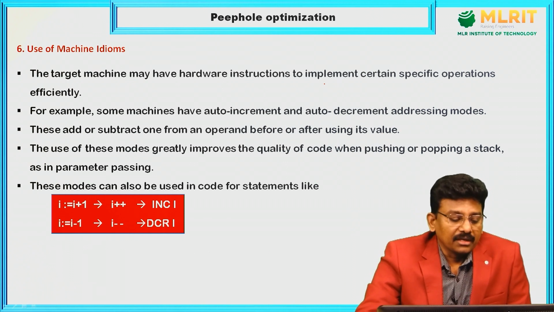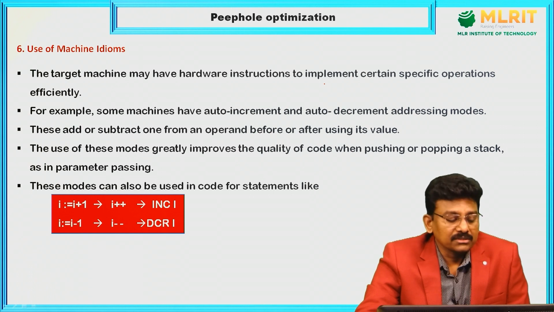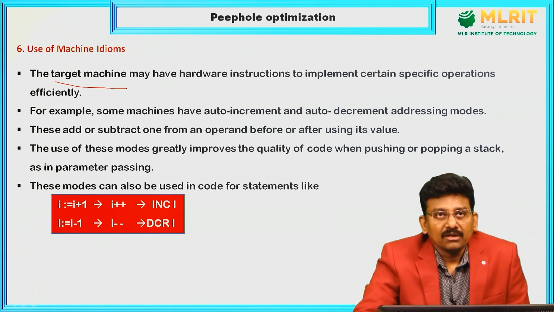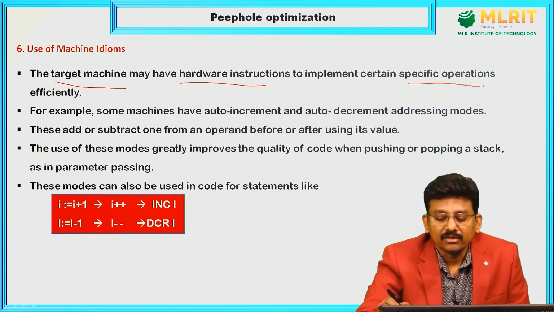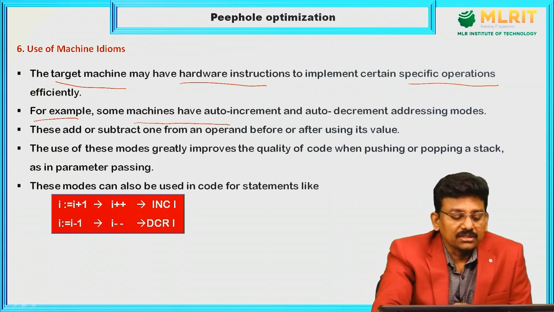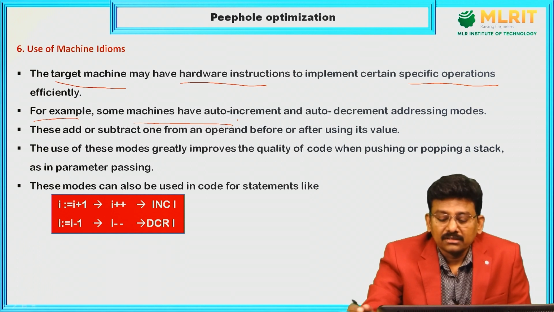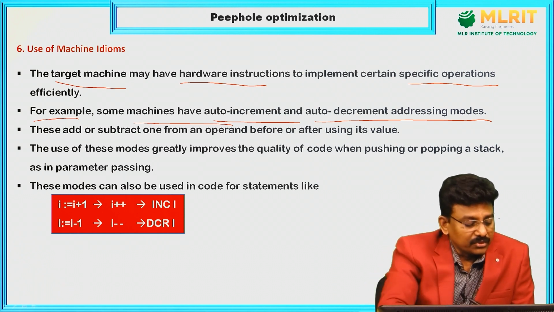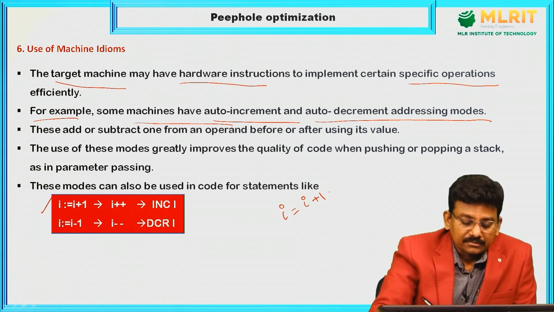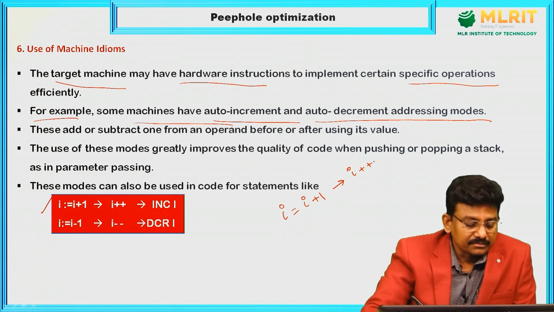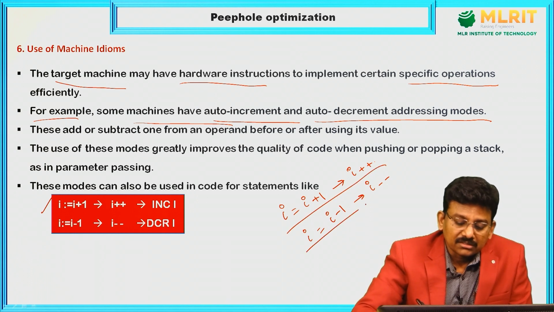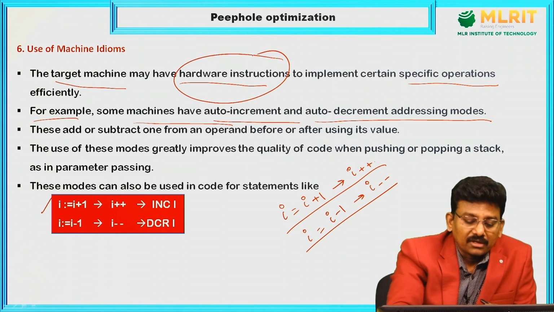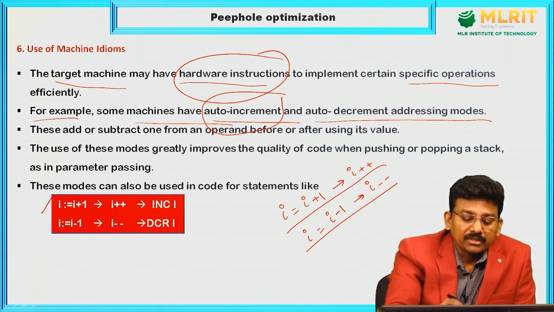The target machine may have hardware instructions to implement certain specific operations effectively. For example, some machines have auto increment and auto decrement addressing modes. These add or subtract one from an operand before or after using its value. See, for example, I is equal to I plus 1, meaning the value of I is incremented by 1. Then I is equal to I minus 1, that is I decremented by 1. Instead of writing these instructions, we can use hardware instructions, that are auto increment and auto decrement.